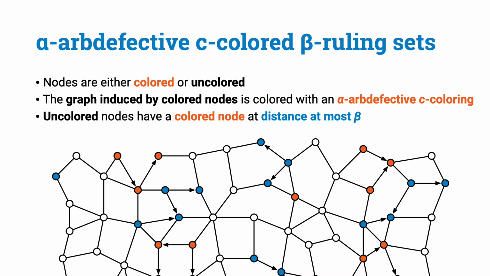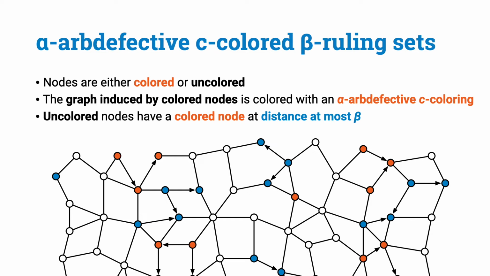In this work, we proved results for a large family of problems that are interesting in the distributed setting. This family contains some natural problems, but also many problems that have no real intuitive meaning. So I am going to present a nice subfamily of problems for which we obtain lower bounds in this work. We call them alpha-defective C-colored beta-ruling sets. In this problem, nodes can either be colored or uncolored. The graph induced by colored nodes must be colored with an alpha-defective C-coloring, and uncolored nodes must have a colored node at distance at most beta.